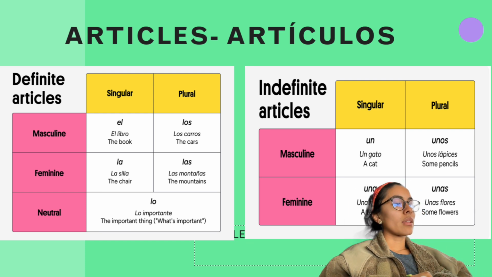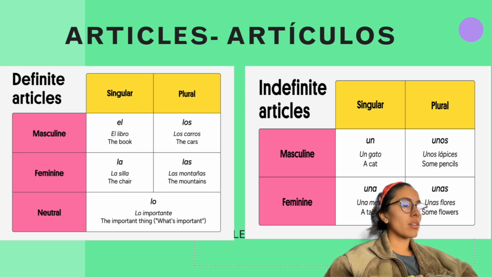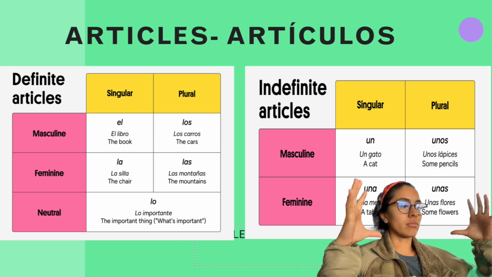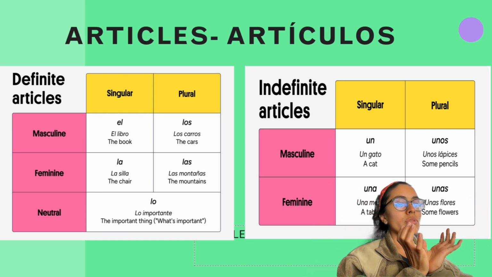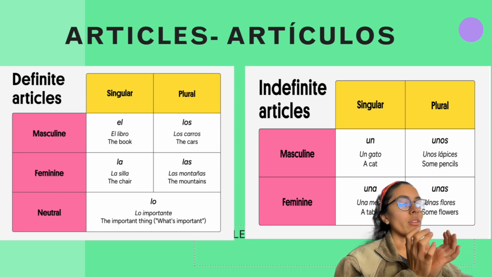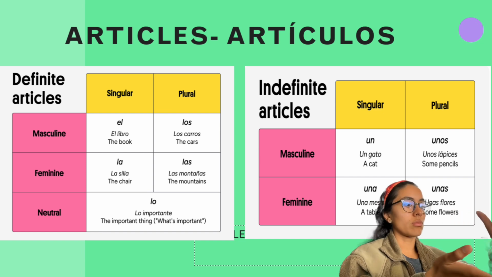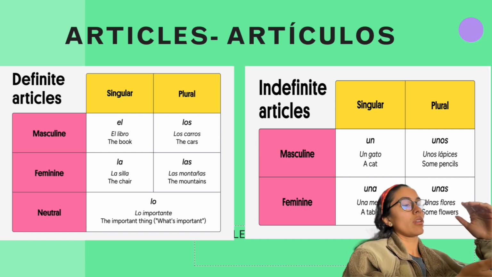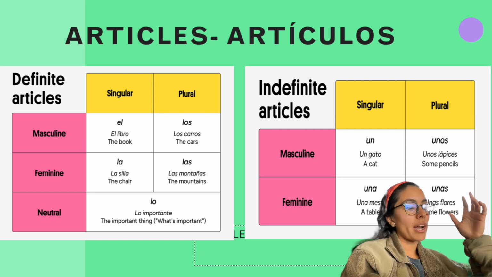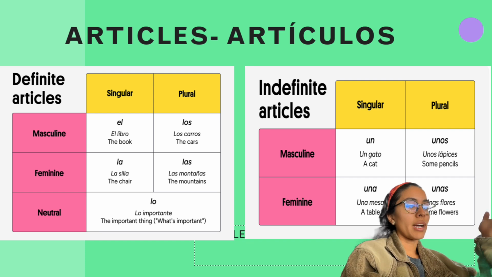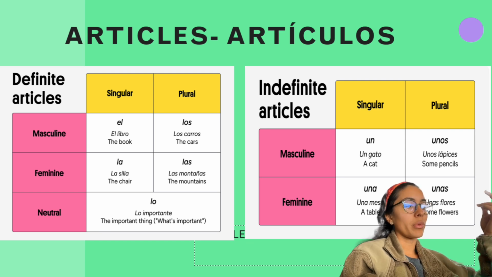So this is basically what helps us put together what we just learned about the genders. Depending on the gender and whether it's singular or plural, we are going to be able to use these ones that we're going to see right now. So for masculine singular, we have el. For masculine plural, we have los. For feminine singular, we have la. And for feminine plural, we have las.